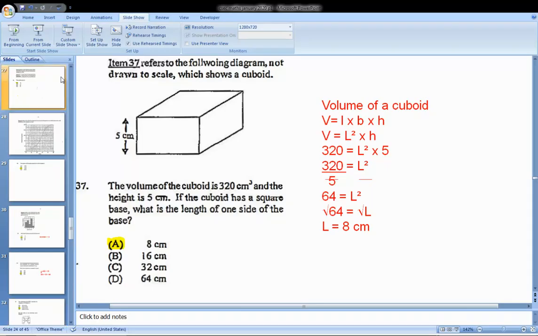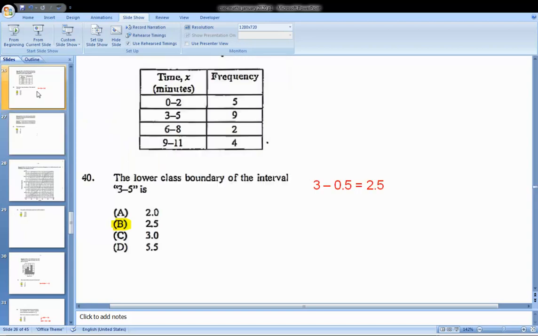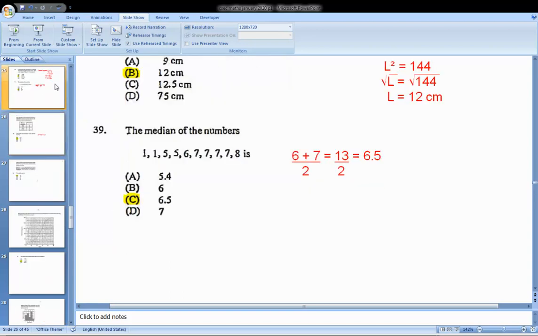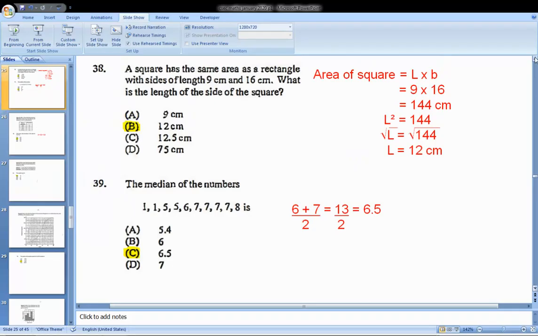Let's move on to number 38. 38 says, a square has the same area as a rectangle with sides of length 9 centimeters and 16 centimeters. What is the length of the side of the square? Now our formula for the area of the rectangle is length times breadth. So our length is 9 centimeters and our breadth is 16 centimeters. So we multiply that and we get 144 square centimeters.